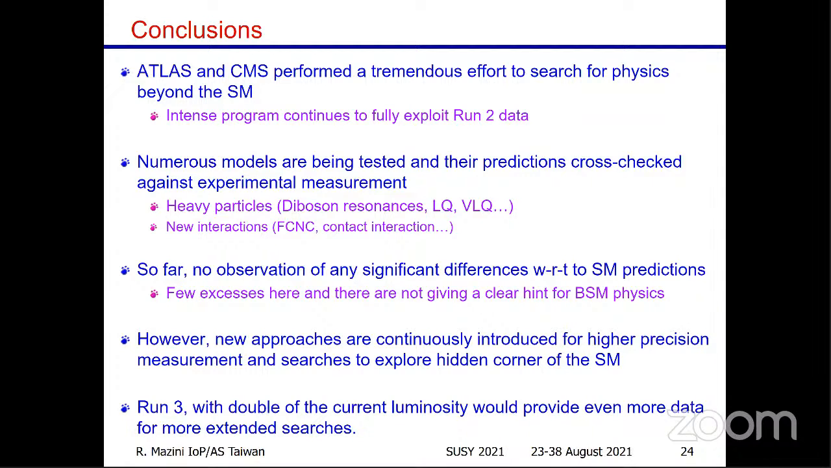So far, there are no observations of any significant difference with respect to the standard model predictions. These ongoing studies keep using new techniques that will allow for much higher improvement in the different measurements and searches to explore the hidden corners of the standard model. Run 3, with double the current luminosity, will also provide even more data for more extended searches. Thank you so much for your attention.